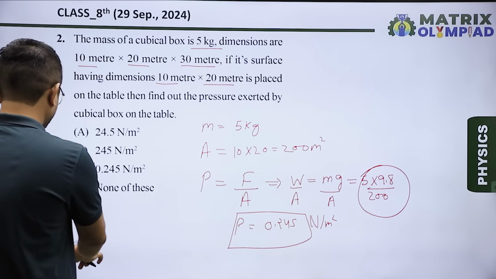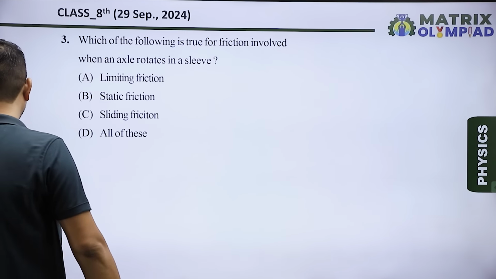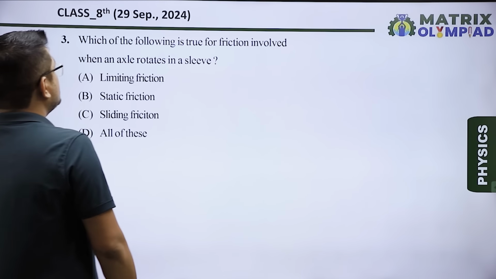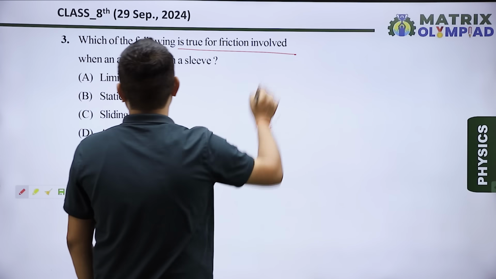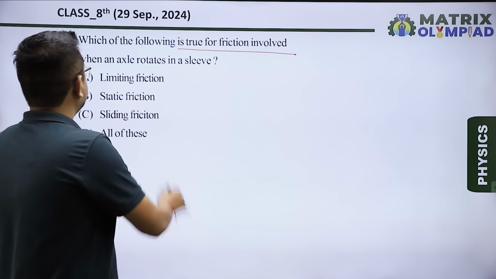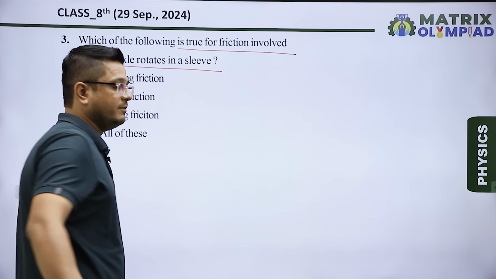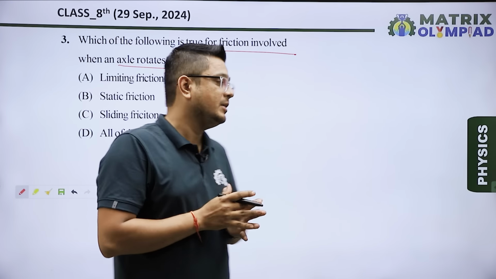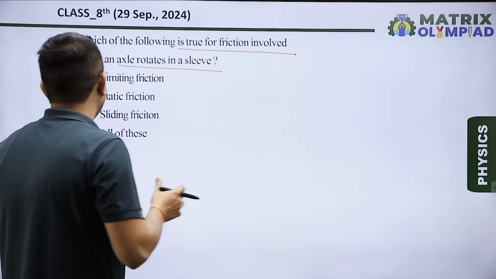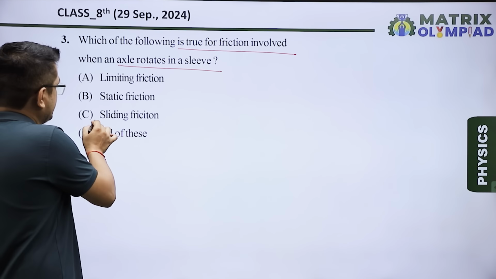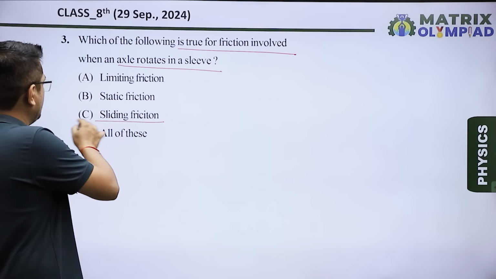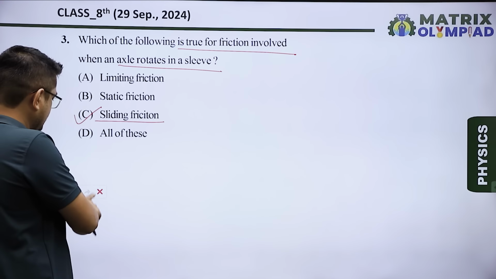Next question, question number 3. Which of the following is true for friction involved? Whenever an axle rotates in a sleeve, then a friction comes into play, that is sliding friction. So, option C will be the correct answer.